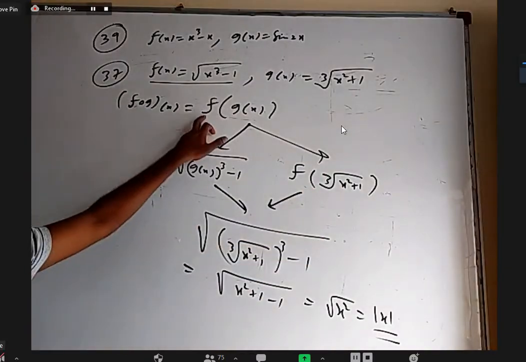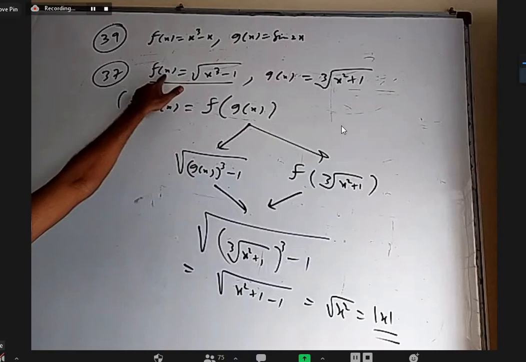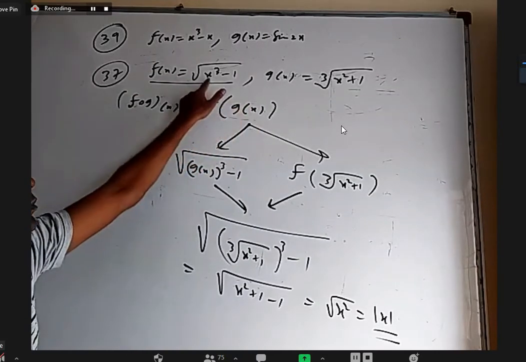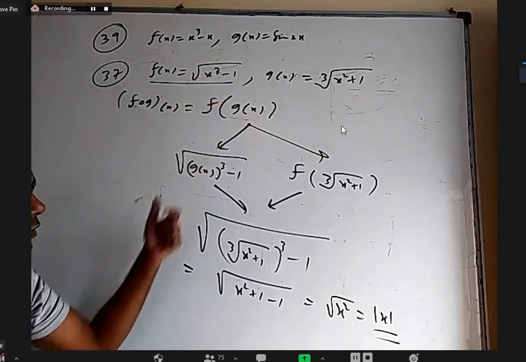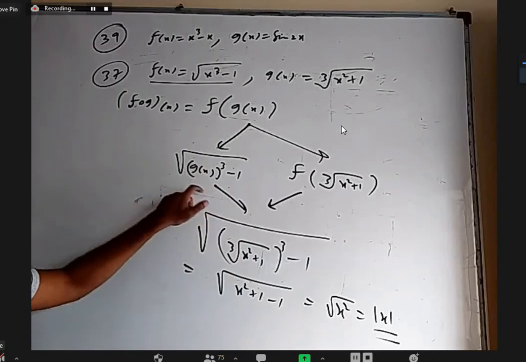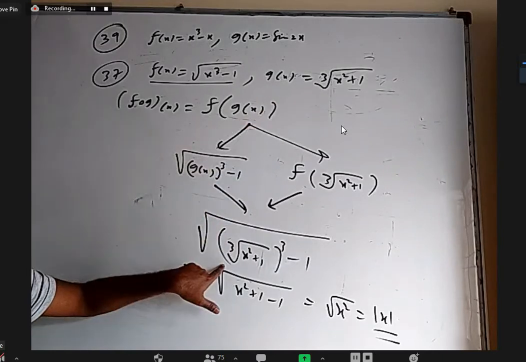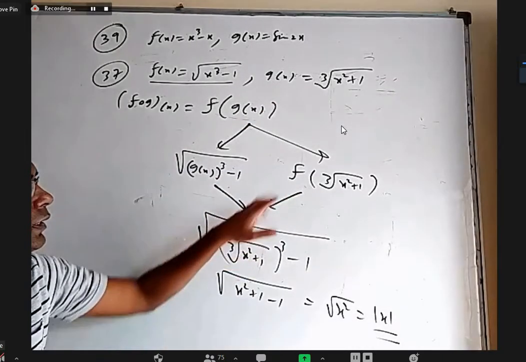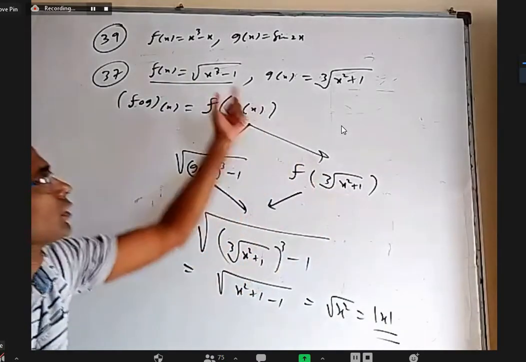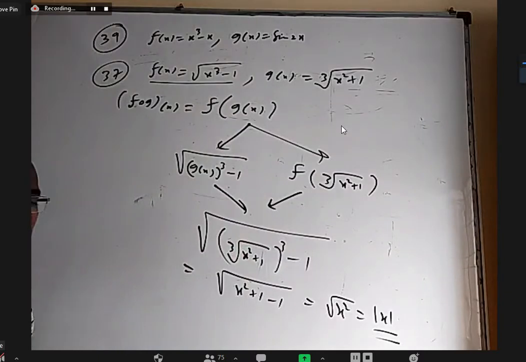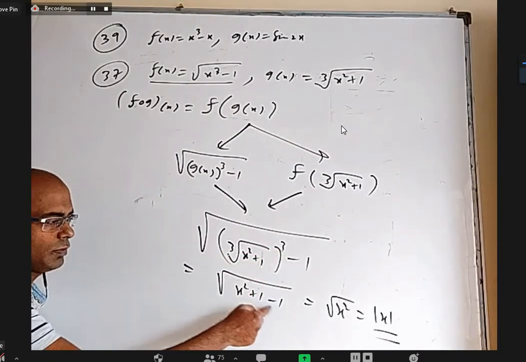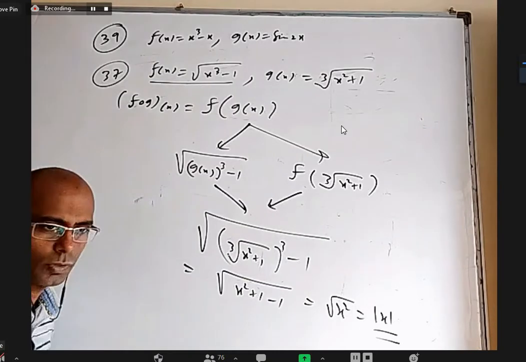Or what does f of g of x mean? Take the f of x definition. Wherever x is there, you are supposed to write g of x. So I removed this x and substituted g of x. Okay, from here to here, what is that g of x? I substituted cube root x square plus 1. So that is the same. Now cube root and whole cube got cancelled. I got x square plus 1 minus 1, 1 and 1 will cancel, root x square.